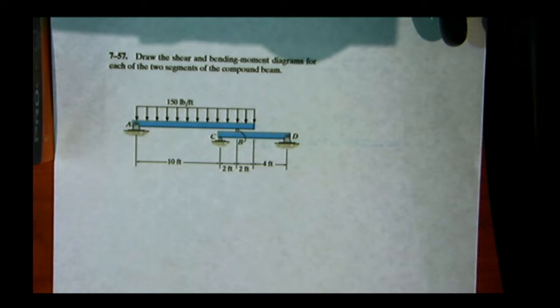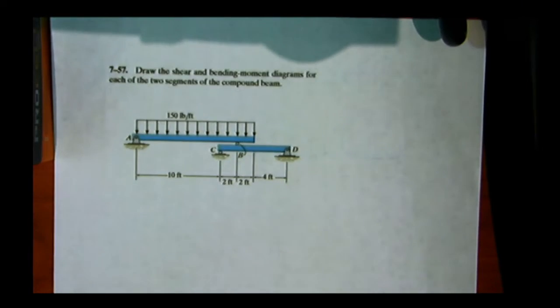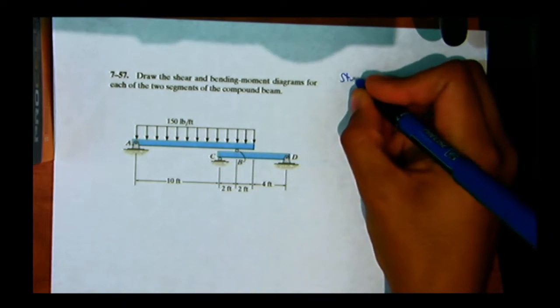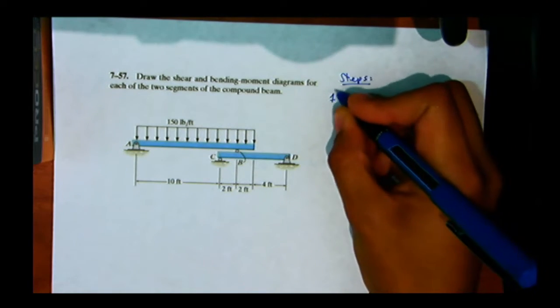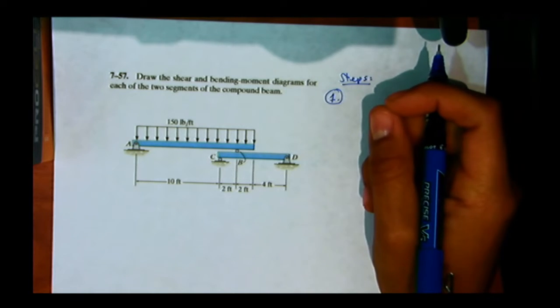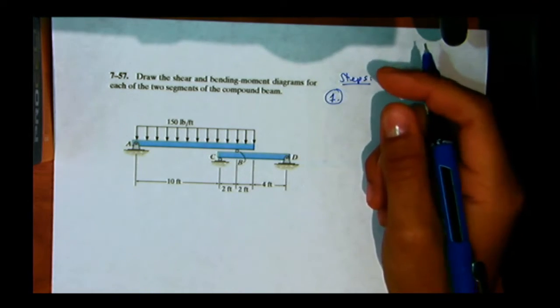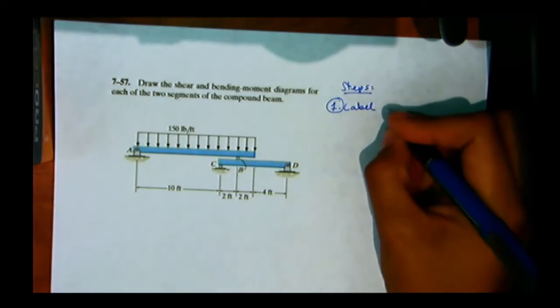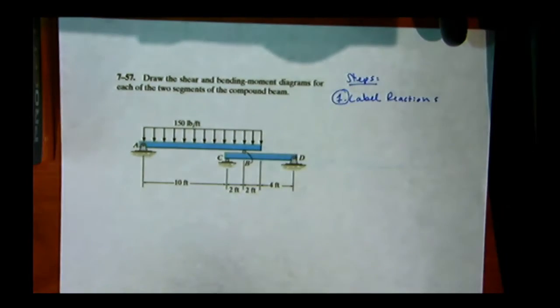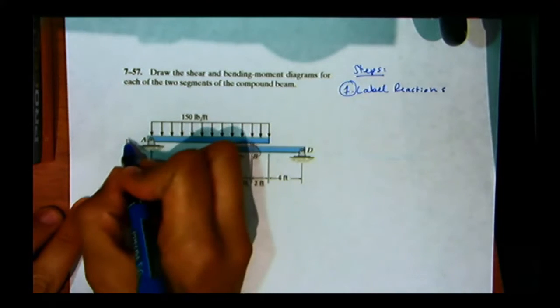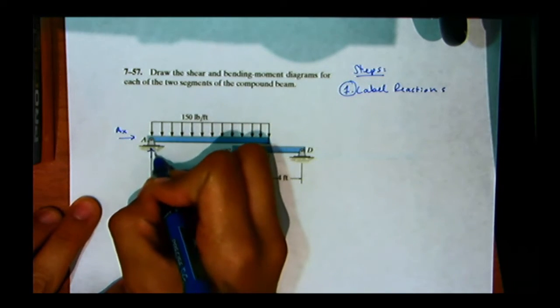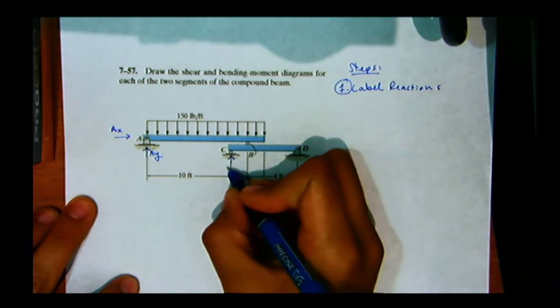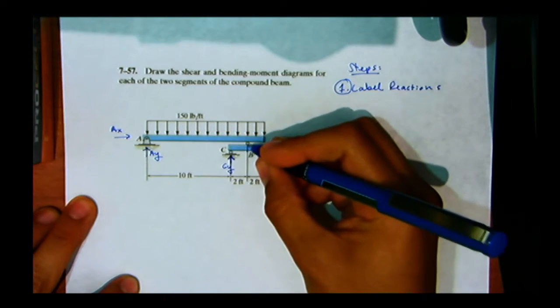You ready? Okay. So first step. What is our first step? Label reactions? Okay, perfect. Okay, we know that's a pin. CY, we have a roller. We have a roller right there in the middle.